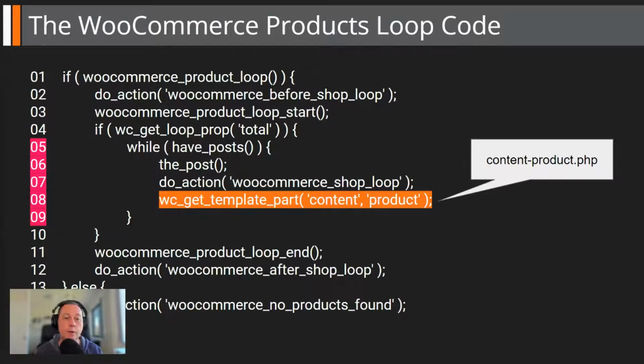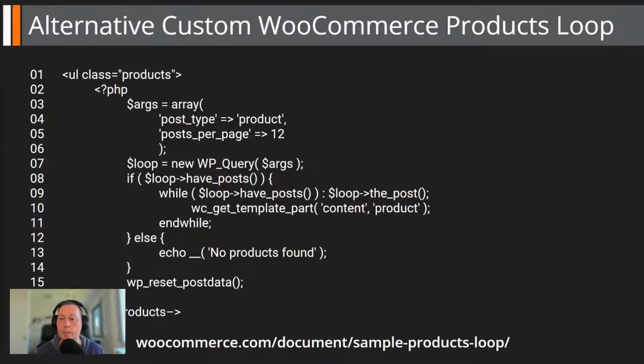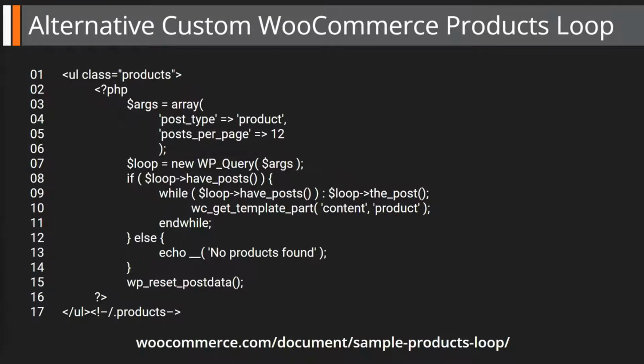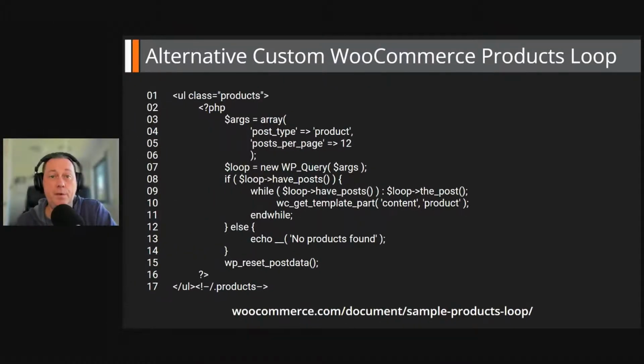I'll just give you, let's see if I can copy this. So that's a link to that content-product.php file. And again, that one just shoves all the product stuff out to the browser, and then it goes through the loop again. Okay, so that was the product loop. Hopefully that was fairly simple for you to figure out.